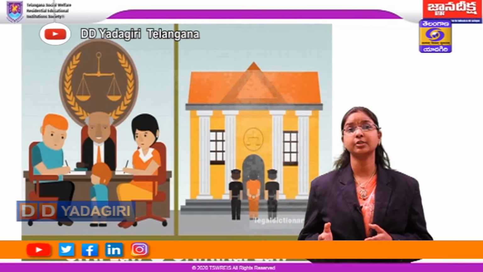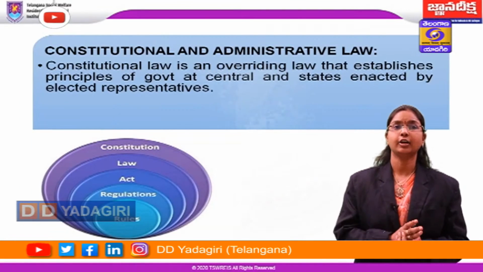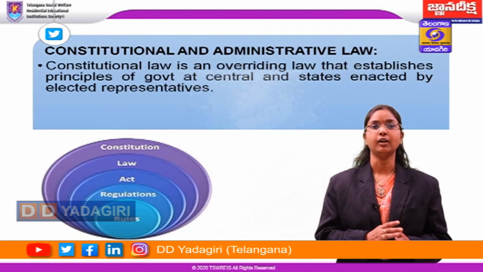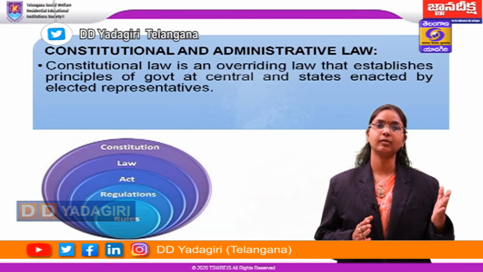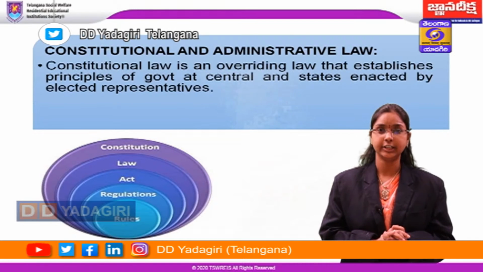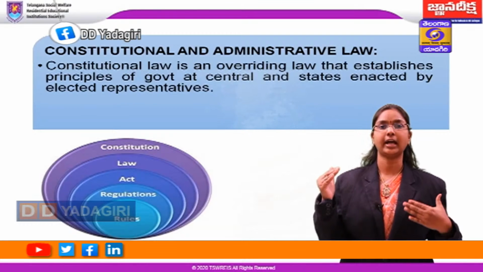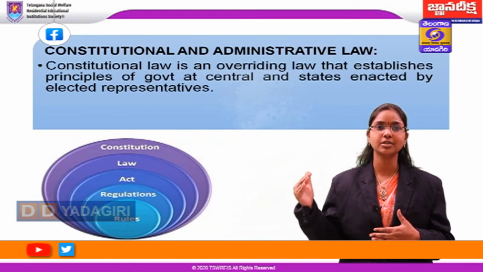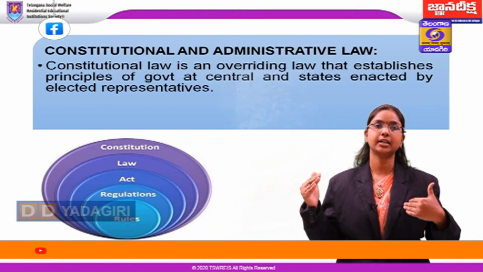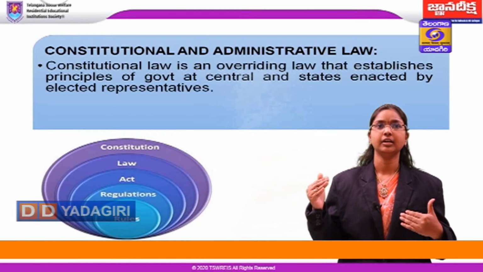Now let us see the branches of civil law. So that is constitutional law and administrative law. Constitutional law and administrative law are somewhat overlapping, because constitutional law is the base for the birth of administrative law. It is through constitutional law that administrative law has come into the picture.